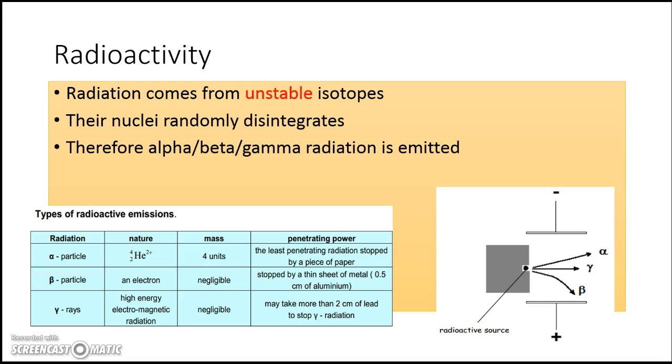This image shows that if a radioactive source is placed near a positive metal plate and a negative metal plate, the beta electron, being negative, tends to attract towards the positive plate, and the alpha radiation goes towards the negative plate because it's a positive helium nucleus, but the gamma radiation doesn't tend towards either.